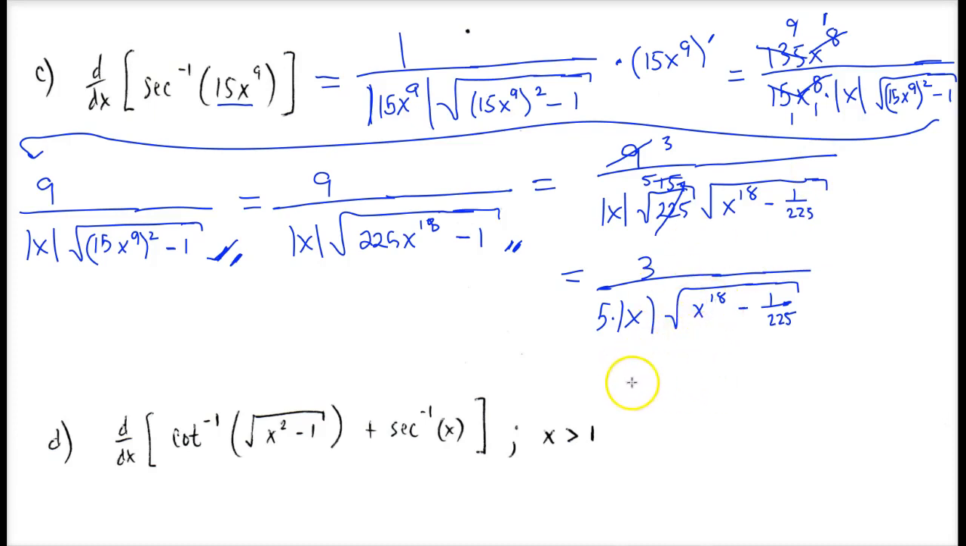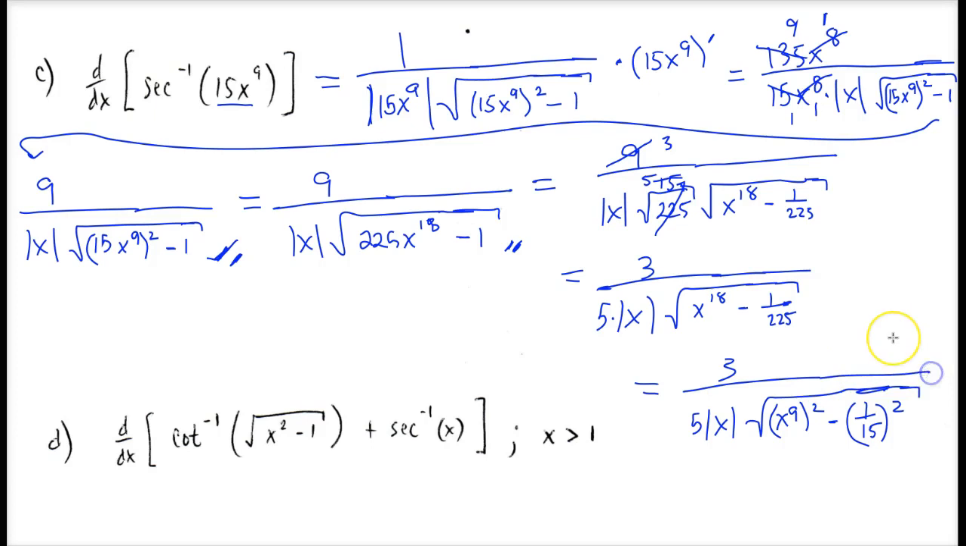And if for some reason you need to have everything in terms of everything being squared, you could just rewrite this again as x raised to the 9 squared minus, and of course 1 over 225 is 1 over 15 quantity squared. So you could write it like that as well. Just depends upon what your application is for this derivative, but I would just say for a test, if you're trying to calculate it, I think this form or this form would be acceptable.